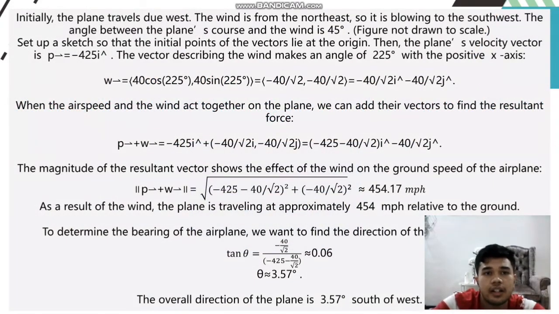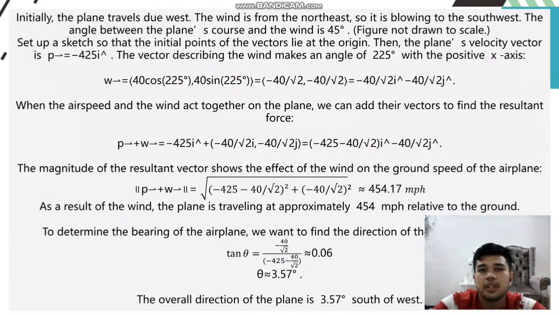Initially, the plane travels due west. The wind is from the northeast, so it is blowing to the southwest. The angle between the plane's course and the wind is 45 degrees. Set up a sketch so that the initial points of the vectors lie at the origin. Then, the plane's velocity vector is P equals negative 435i.